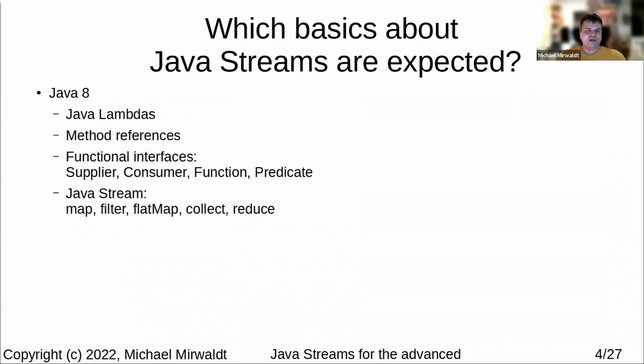Good. What do I expect about Java streams as basics? Well, you should know what Java lambdas are and how they look. Method references. You should somehow know that there are some functional interfaces like Supplier, Consumer, and there is, of course, Operator, but I didn't list it here. And you should know those very common intermediate operations like map and filter, and also those terminal operations, collect and reduce.